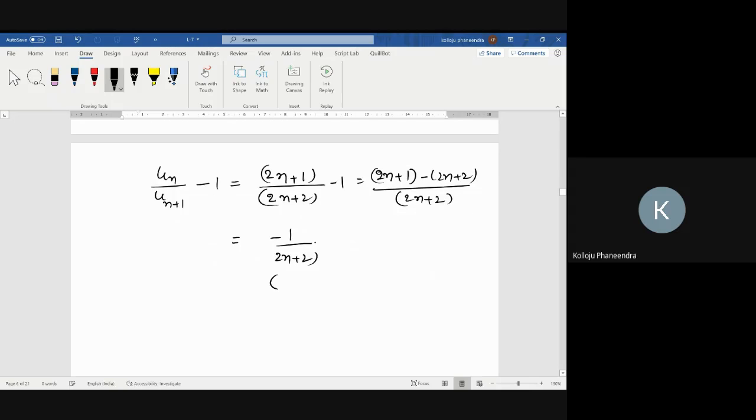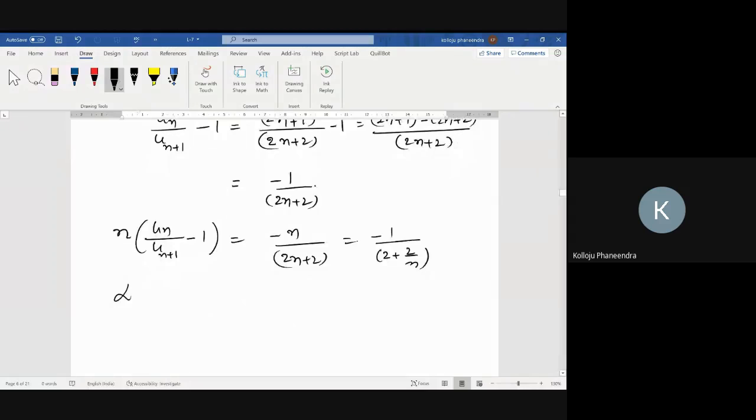Next thing is, multiplied by n into un by un plus 1 minus 1. So this value is minus n by 2n plus 2. So this is minus 1 by n common, 2 plus 2 by n. Now apply the limit. Limit n into un over un plus 1 minus 1 as n goes to infinity. The value is minus 1 by 2, and clearly it is less than 1.